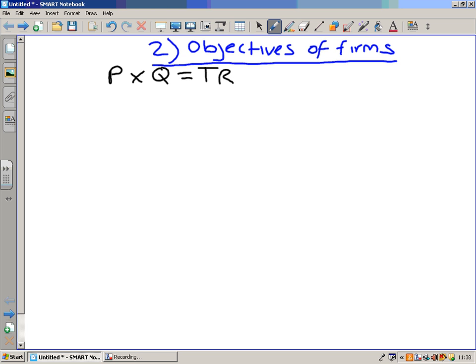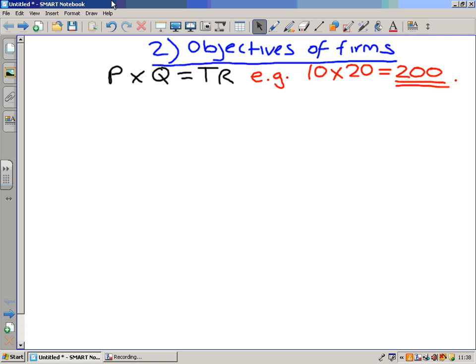So very quickly, if you have a business which sells a product for, let's say, £10, and they sell 20 products, their total revenue would be 200. So that's very quickly what total revenue is.